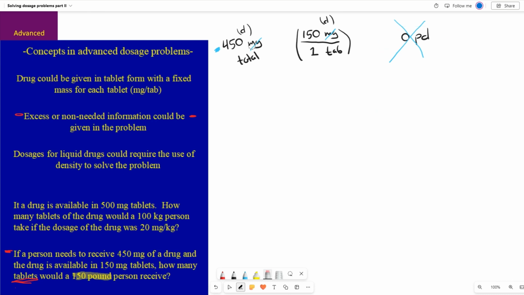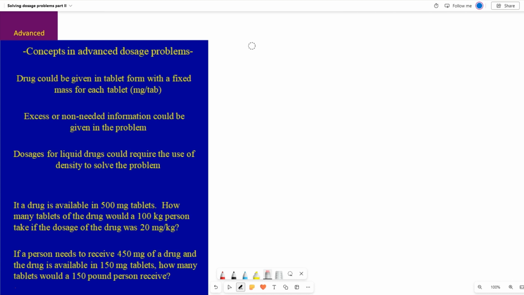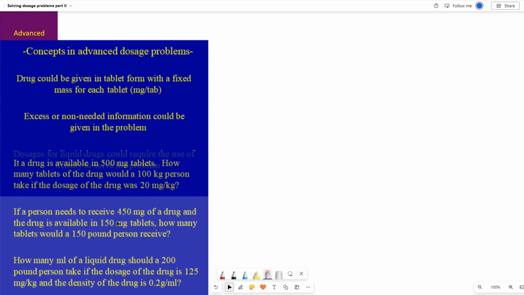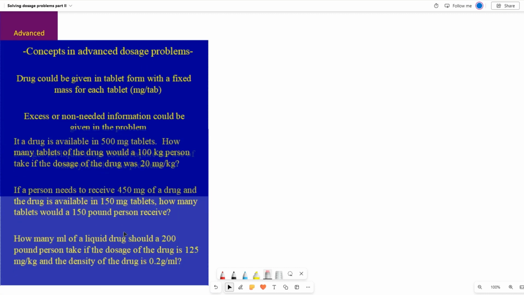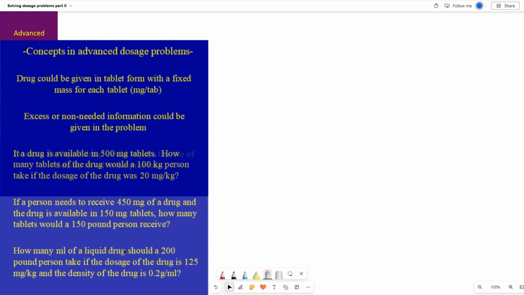And then the last thing that professors typically do if they want to make a dosage question more difficult on an exam is they will give you a liquid drug so that you need to use a density to solve the overall problem. Let's pull this up here and we'll take a look at the last question.